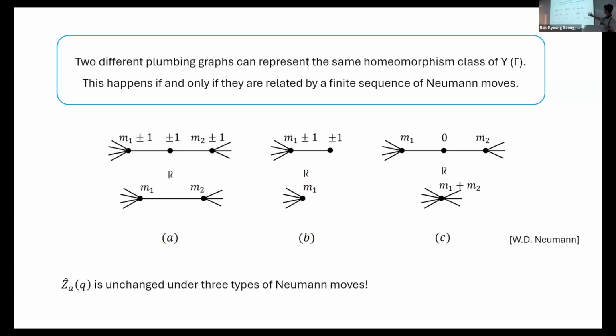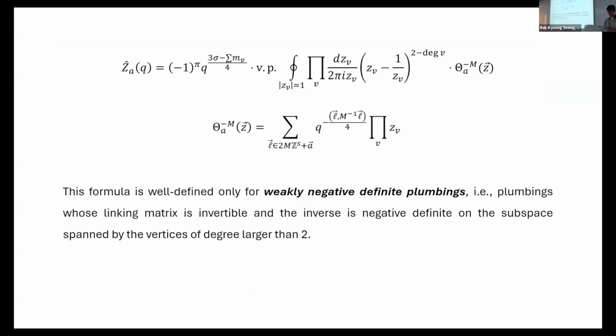So we have five blow-down moves and five blow-up moves, counting the signs. The Z-hat invariant is a q-series. This q-series is an invariant of plumbed 3-manifolds, which means it is unchanged under the Neumann moves on the plumbing graphs. This is the exact mathematical definition of Z-hat invariants.